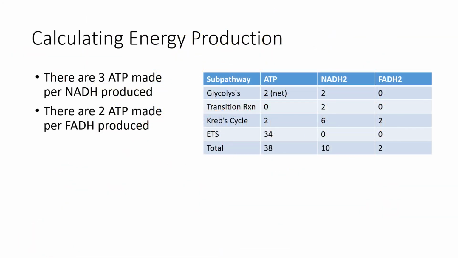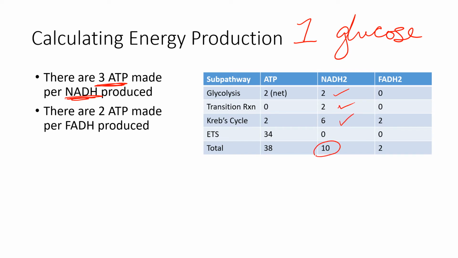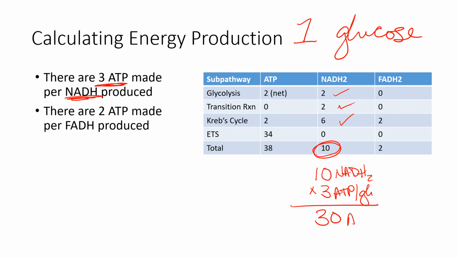So calculating the total energy production from 1 molecule of glucose. So we always are doing this in relation to 1 molecule of glucose. For every NADH2 that is produced, 3 ATP are made. So if we look at our chart over here, we made 2 NADH2s during glycolysis, 2 during the transition reaction, 6 during the Krebs cycle. That gives us a total of 10 NADH2s. So if I multiply 10 NADH2 by 3 ATP per glucose, that's going to give me 30 ATP molecules from the NADH.